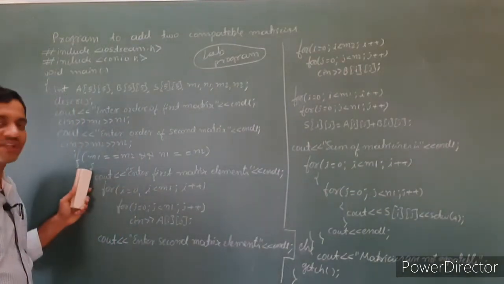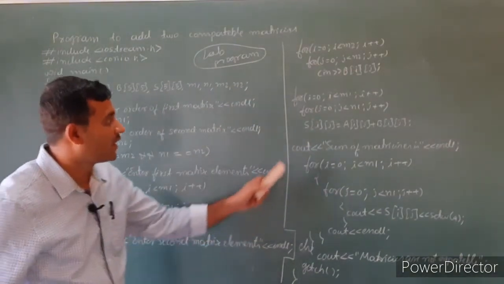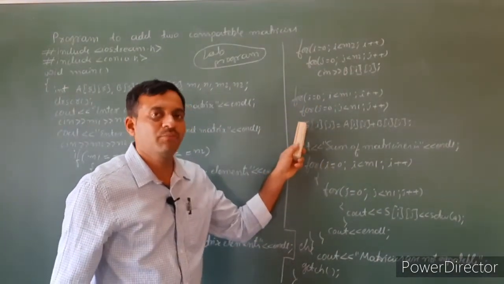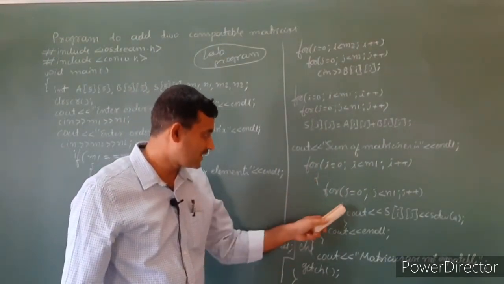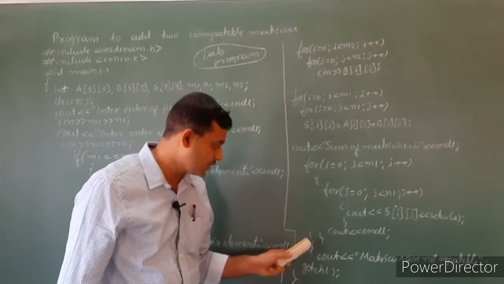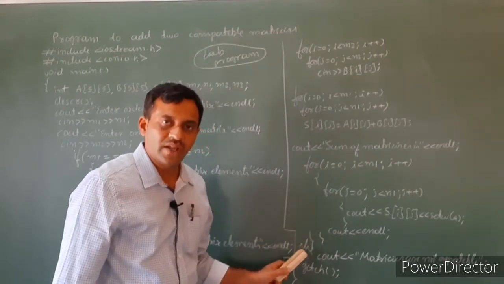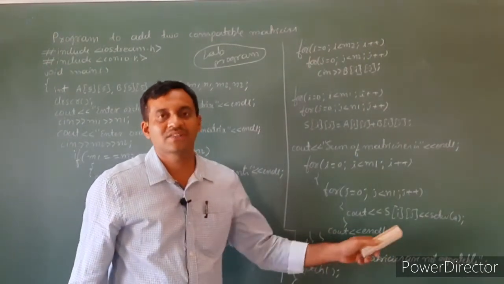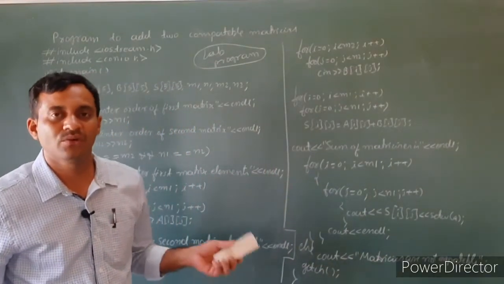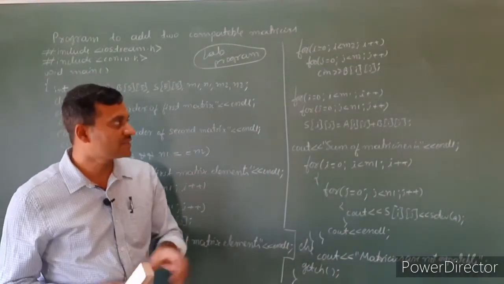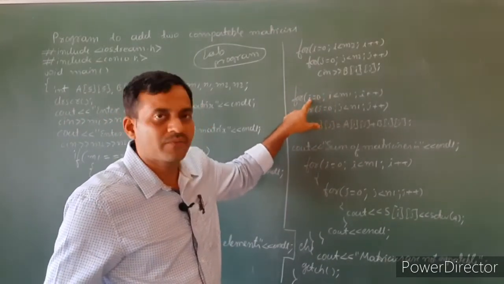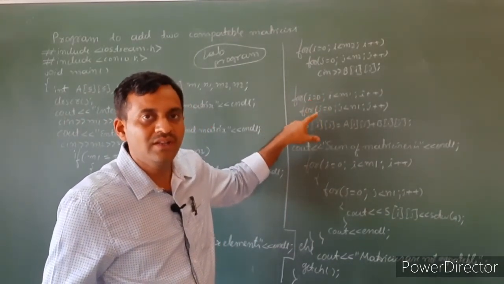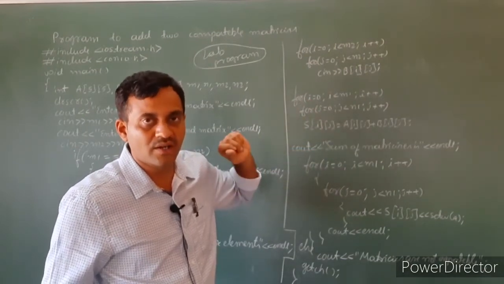So here we open an if statement. After adding the matrix elements, then we display the matrix elements, then we close the inner for loop, outer for loop, then the if statement. Go to the else part. Here we say matrices are not compatible, then close the program. To access the array elements, we use the for loop. Outer for loop represents the row, inner for loop represents the column.